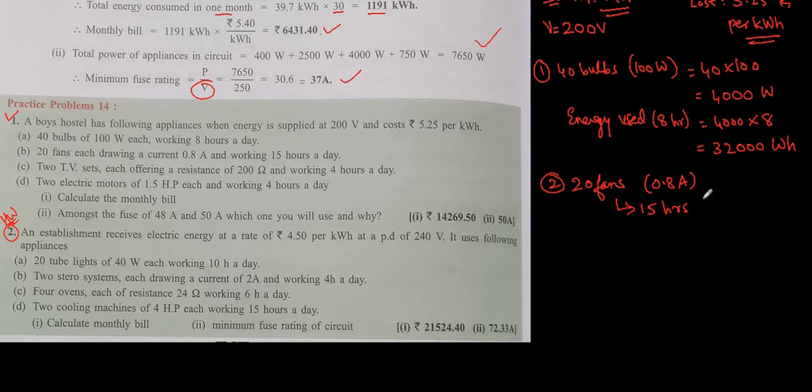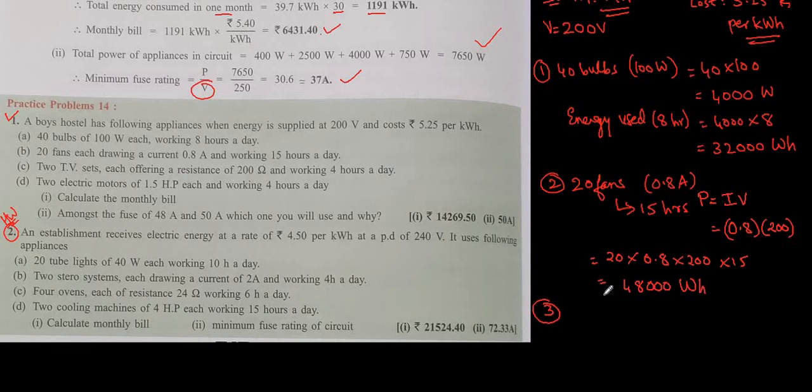So here power is equal to I multiplied by V, 0.8 multiplied by 200. Now 20 fans, that means 20 multiplied by 0.8 multiplied by 200. For how many hours is it going to work? For 15 hours. So that is going to be 48,000 watt hours.